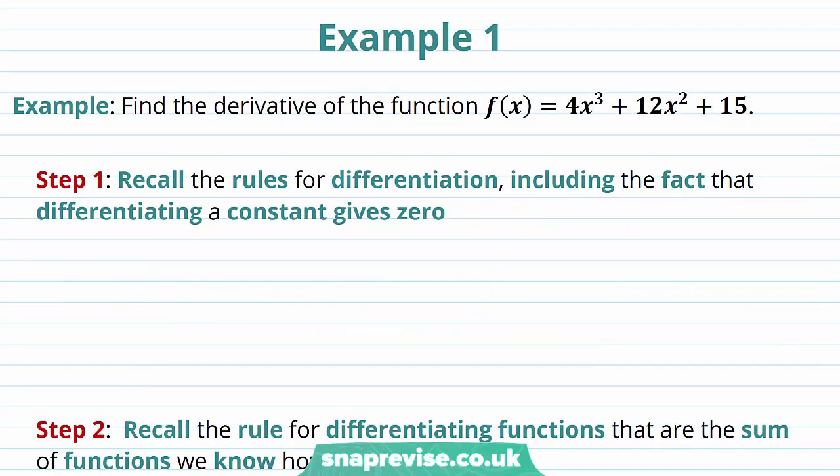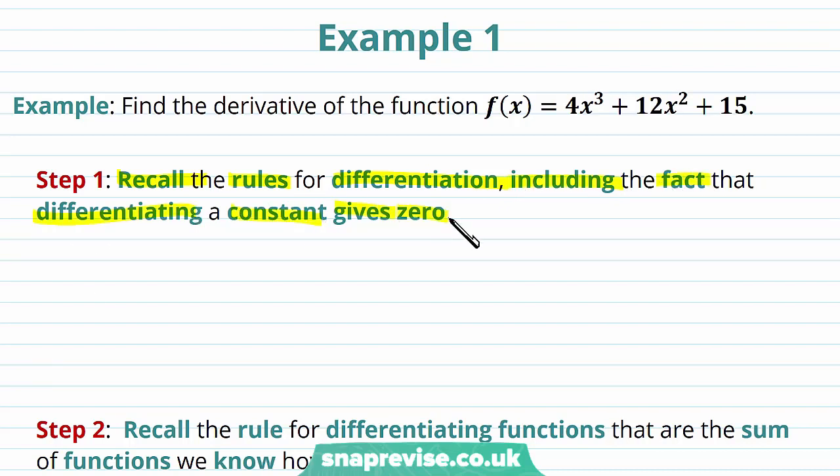Let's take a look at some examples. Our first example asks us to find the derivative of the function f of x equals 4x cubed plus 12x squared plus 15. Our first step is to recall the rules for differentiation, including the fact that differentiating a constant gives 0.